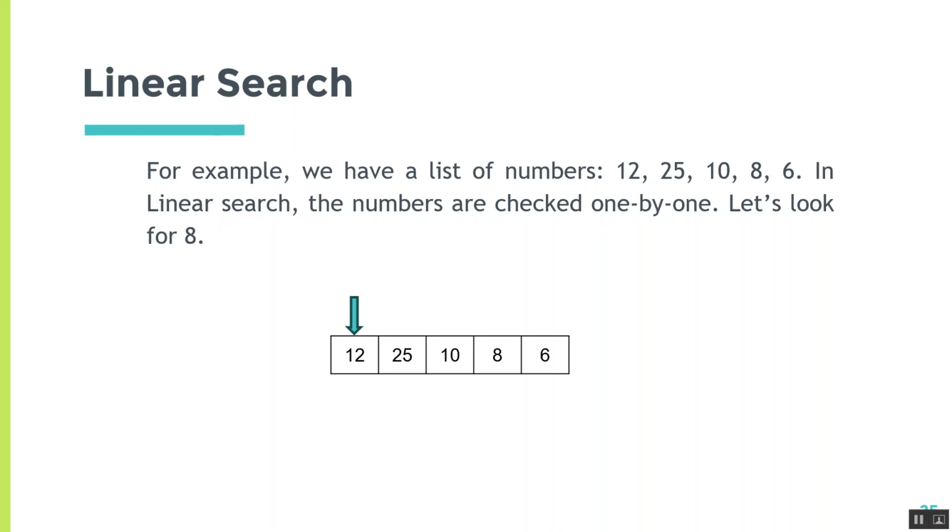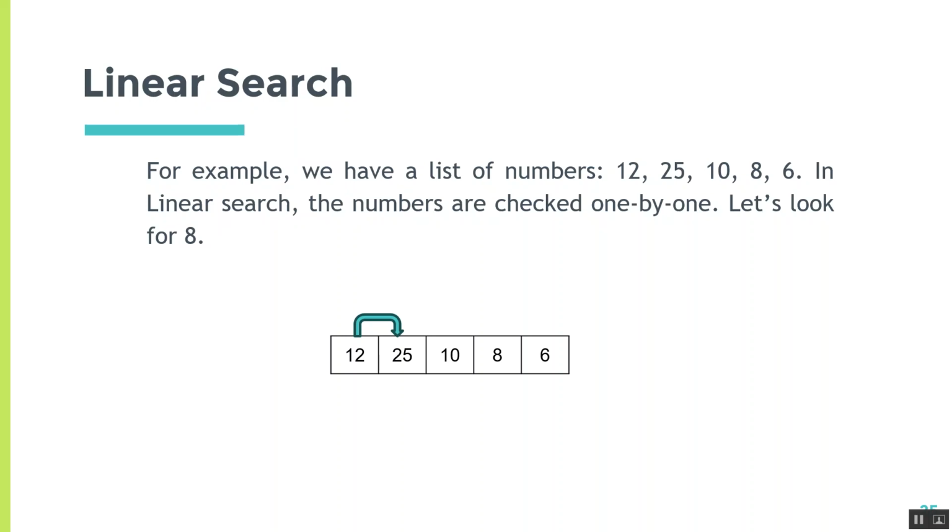So let's look for 8. It would start from the leftmost side of our list, that's 12. It will check if 12 is our lookup value, which is 8. Since 12 is not equal to 8, we will proceed to the next number. Then it would check, is 25 equal to 8? Since 25 is not equal to 8, it will again proceed to the next number, one by one to the right.